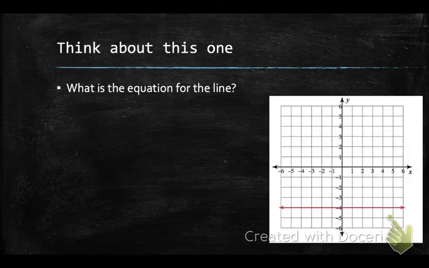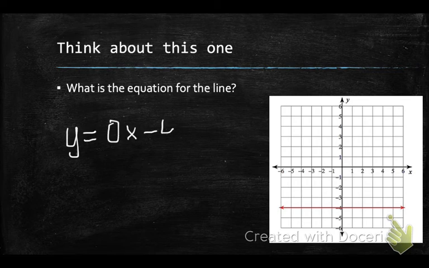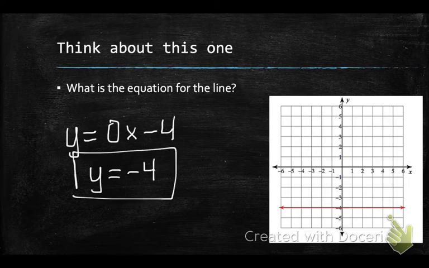Okay, this one, when you have a horizontal line, like I said, slope is 0, so y equals 0x minus 4 because the y-intercept is -4. So essentially, we don't write the 0x. We have y equals -4, and that is it. That means at every single point along this line, y is going to be -4, which is true. There's no slope.